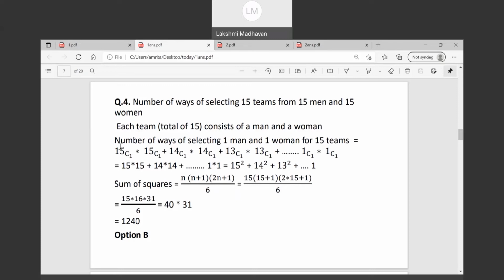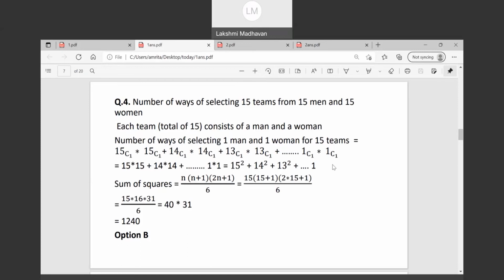15C1 times 15C1. Now one gets deducted from both these groups, 15 men and 15 women, so it's 14. The next team will be 14C1 times 14C1. Then it's 13, so the next team will be 13C1 times 13C1, up to the first team, that is 1C1 times 1C1. Now we know 15C1 is 15. So after solving this, we'll have the value as 15 square plus 14 square plus 13 square, and so on up to 1.